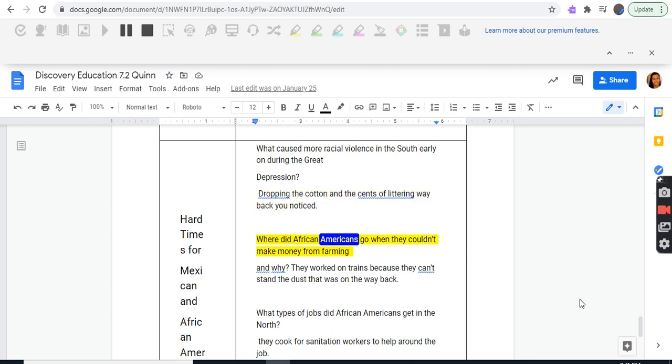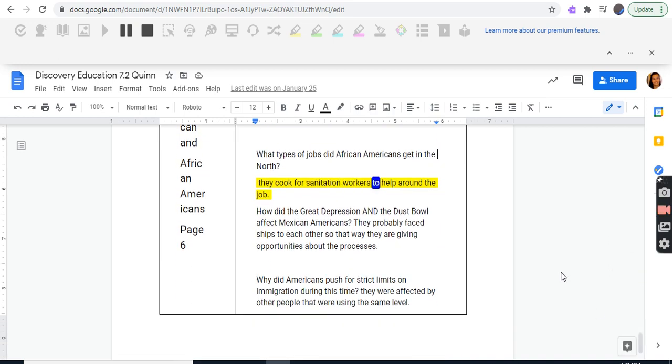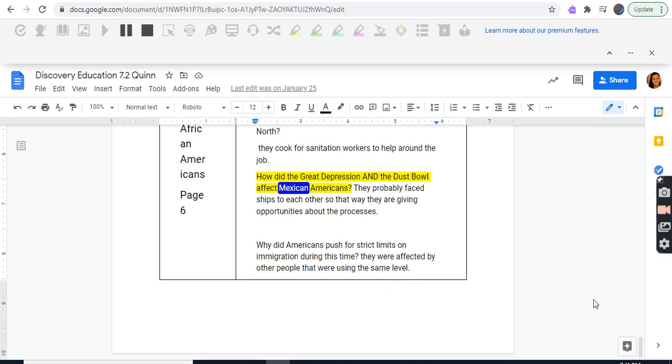Where did African Americans go when they couldn't make money from farming? And why? They worked on trains because they can't stand the dust that was on the way back. What types of jobs did African Americans get in the North? They cooked for sanitation workers to help around the job. How did the Great Depression and the Dust Bowl affect Mexican Americans? They probably faced shifts to each other so that way they are giving opportunities about the processes. Why did Americans push for strict limits on immigration during this time? They were affected by other people that were using the same level.